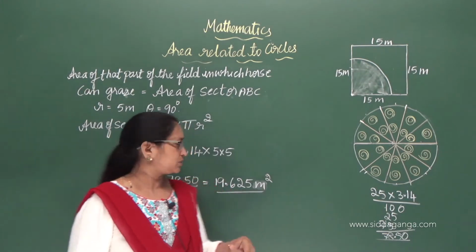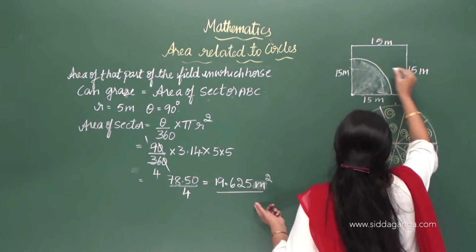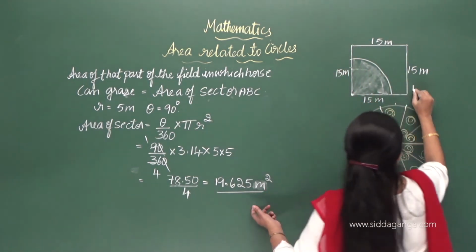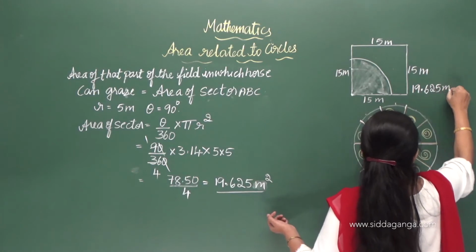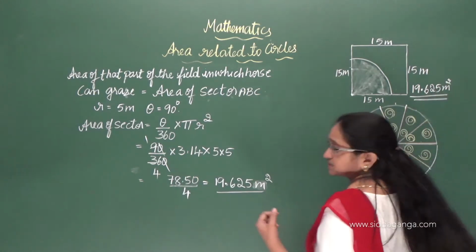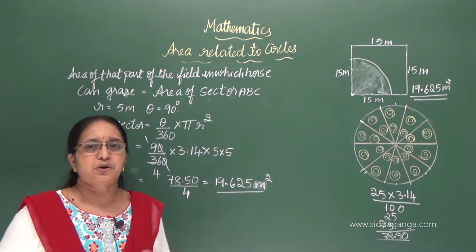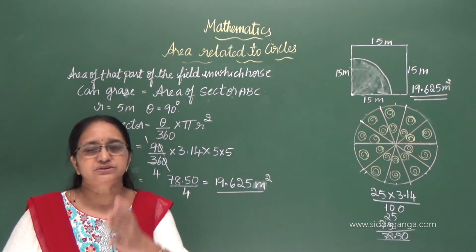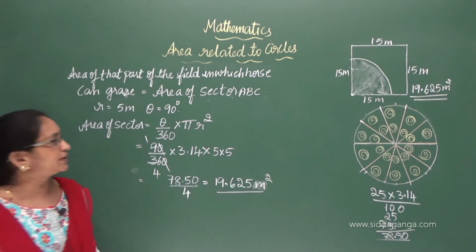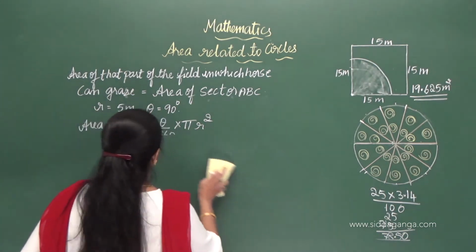Okay. So now we have this area. I am going to write this here. 19.625 meter square was the previous area when the radius was 5 meters. Now it is increased to 10 meter.